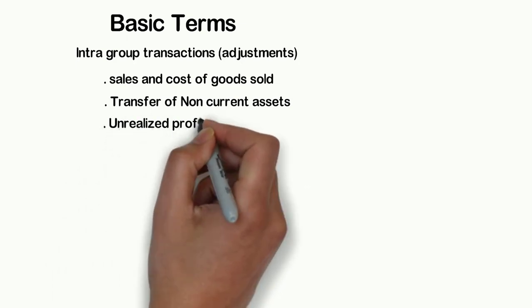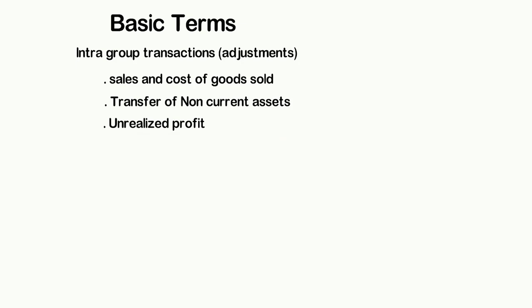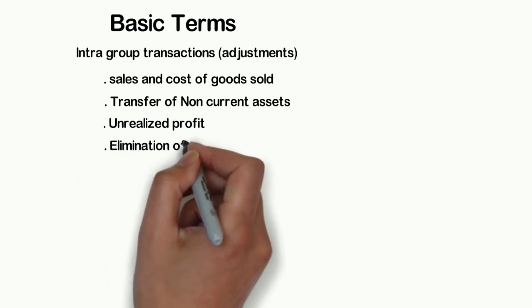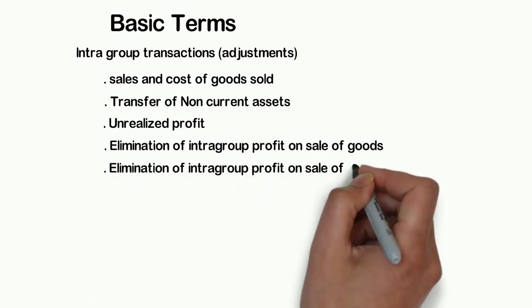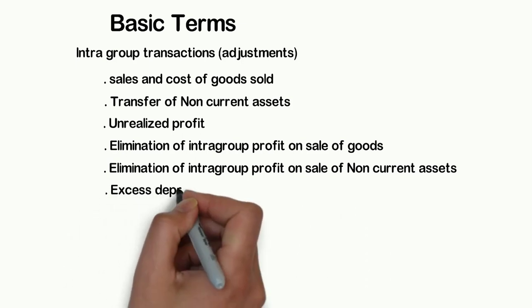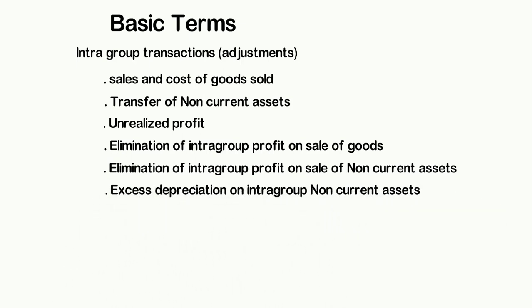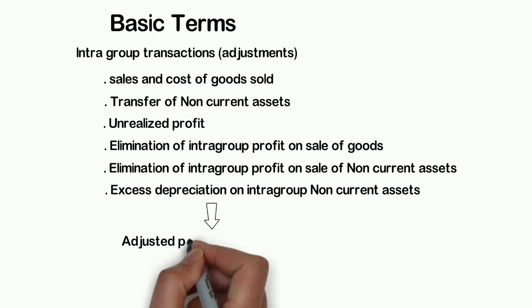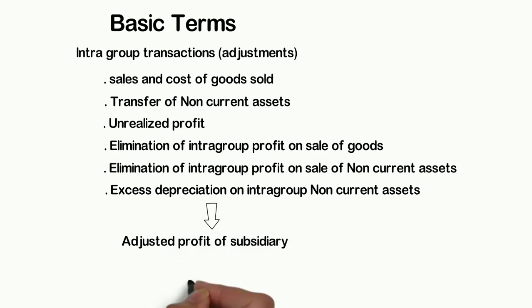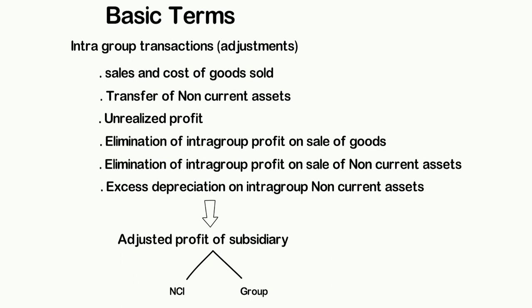Both of these transactions give rise to a term known as unrealized profit that normally overstates the group profits and needs to be adjusted. Such 2 adjustments are eliminating unrealized profits on both intragroup sale of goods and sale of non-current assets. Finally, a last adjustment is to adjust the excess depreciation by adding back the extra depreciation charged to subsidiaries' profits. As a result of all the above adjustments, we have the adjusted profits ready to be distributed to NCI and Group as per the percentage owned by NCI and Group.